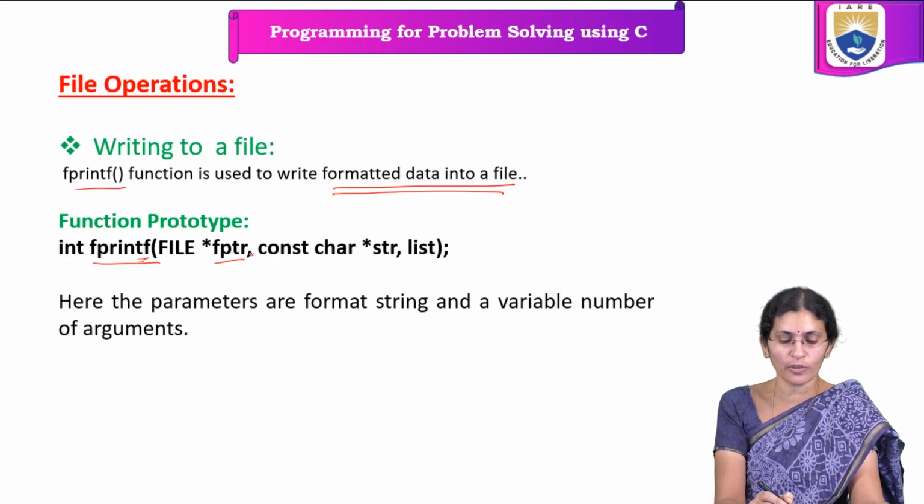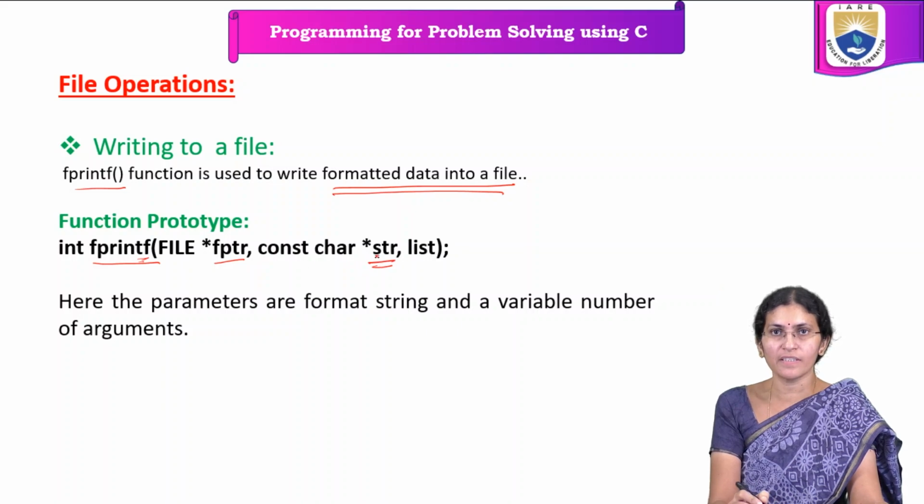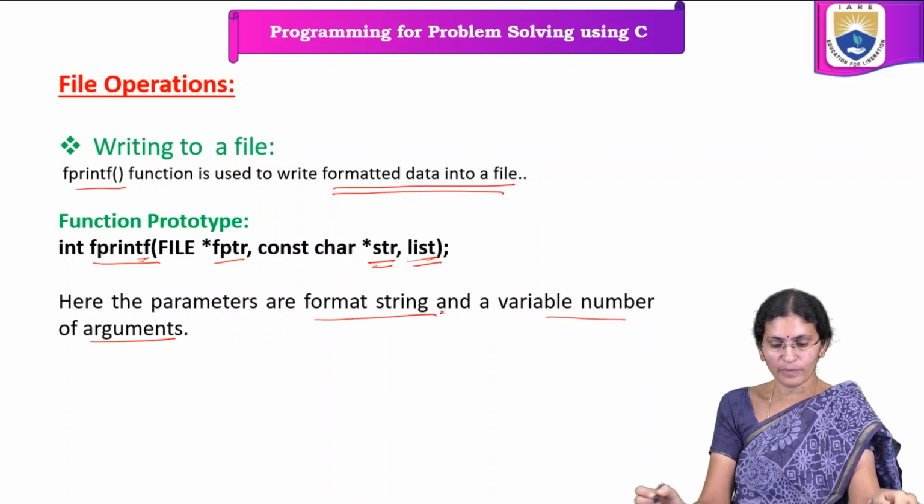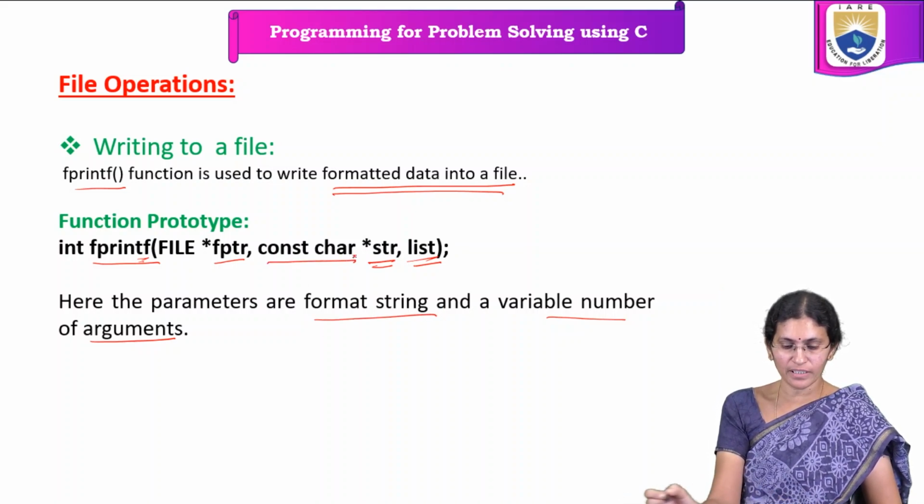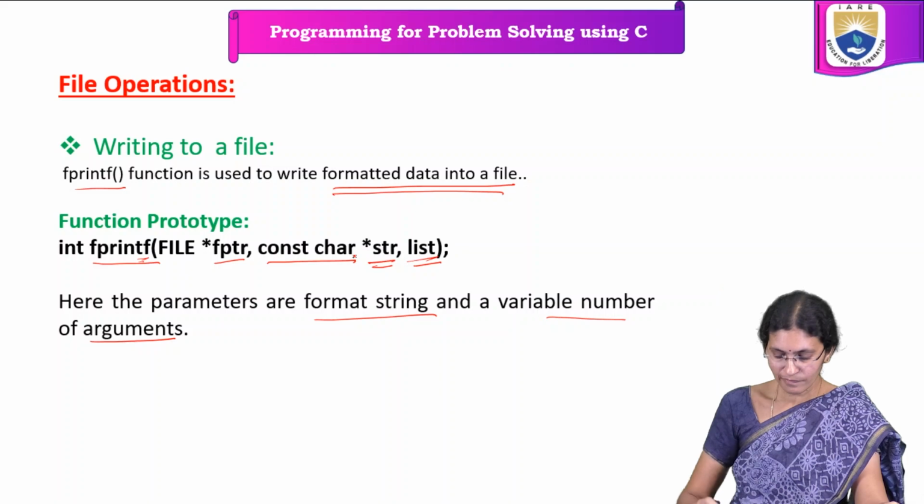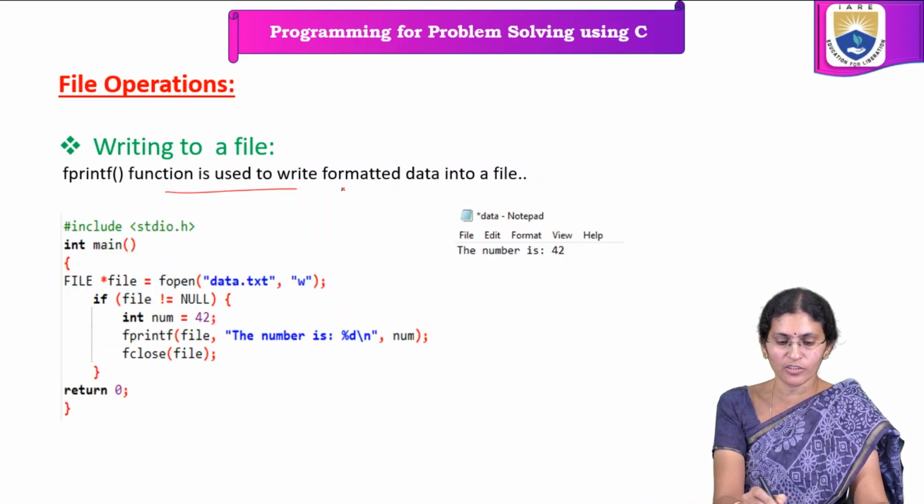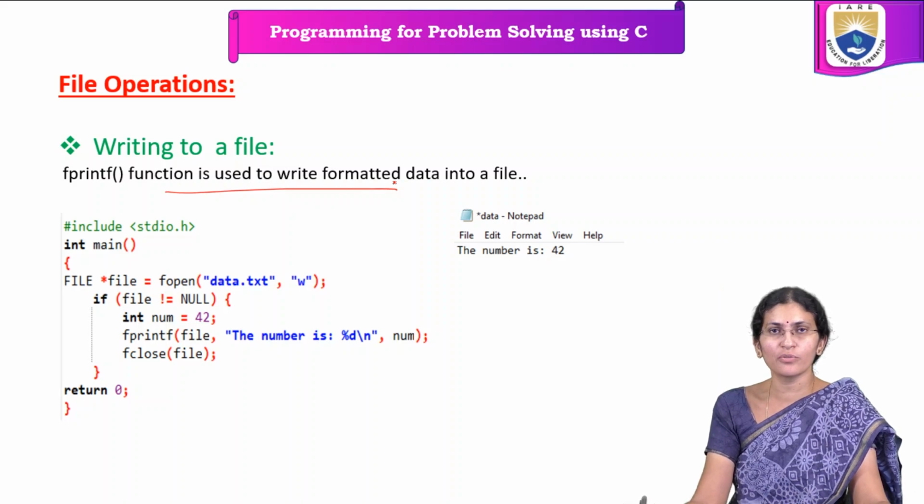First one is a file pointer, fptr. Next one is a character pointer, str. And then we have a variable number of arguments, which are the different arguments that have to be written to the file. The format is nothing but the format string. Let us see it with the help of one example. This fprintf function is used to write formatted data into the file.